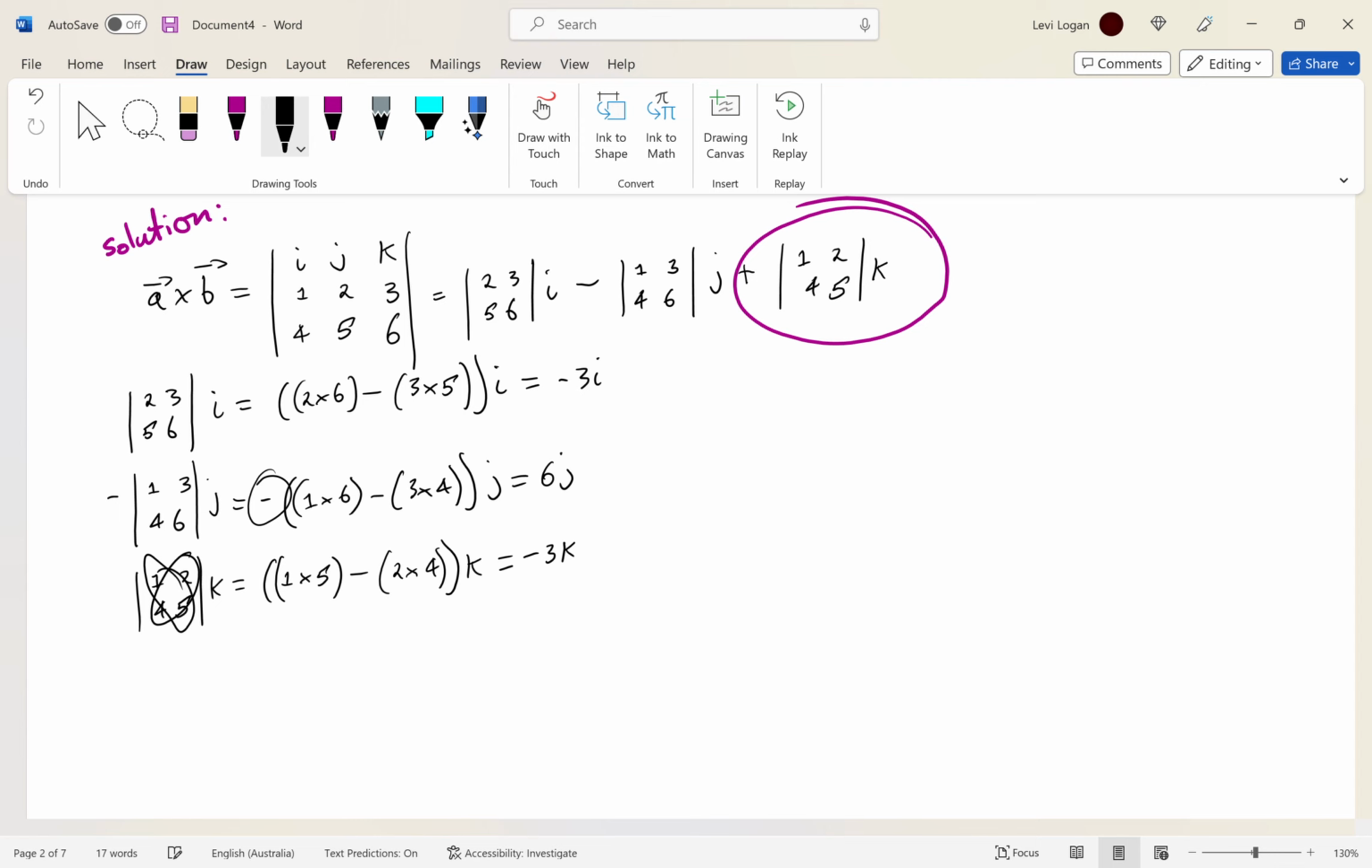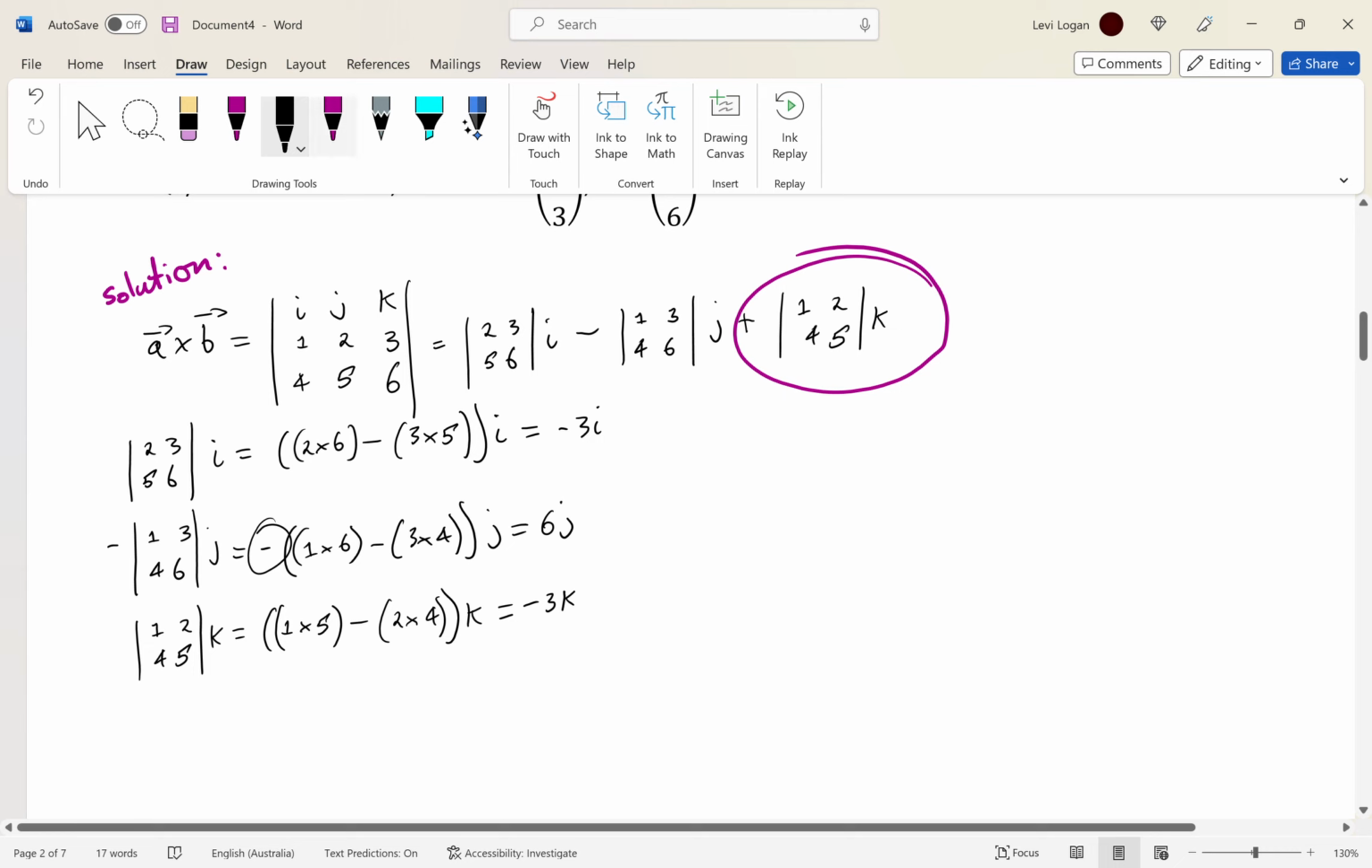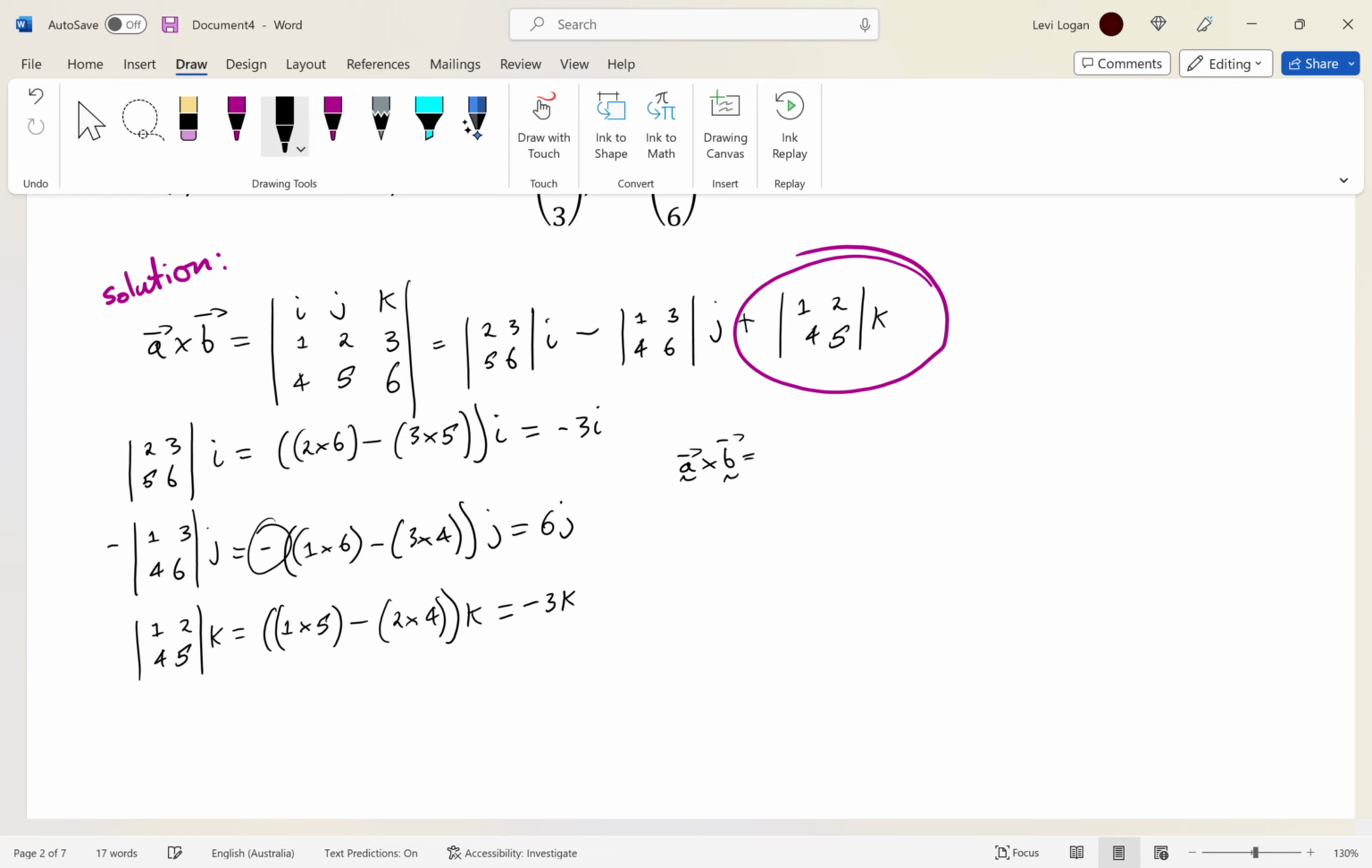Cool. Now what does that mean? Now that we've worked out these components, what this means is A cross B is going to be equal to this vector here: 3, 6, negative 3. So what does that mean geometrically? Let's say this vector is like the vector R, like we established before. That means this vector is perpendicular to both A and B.